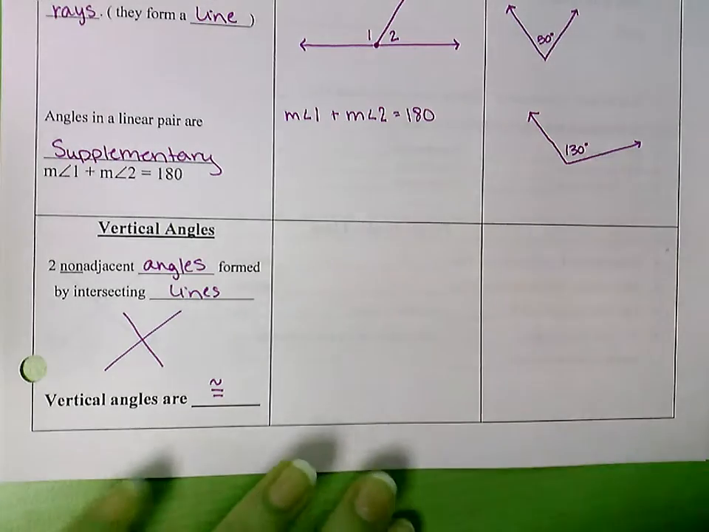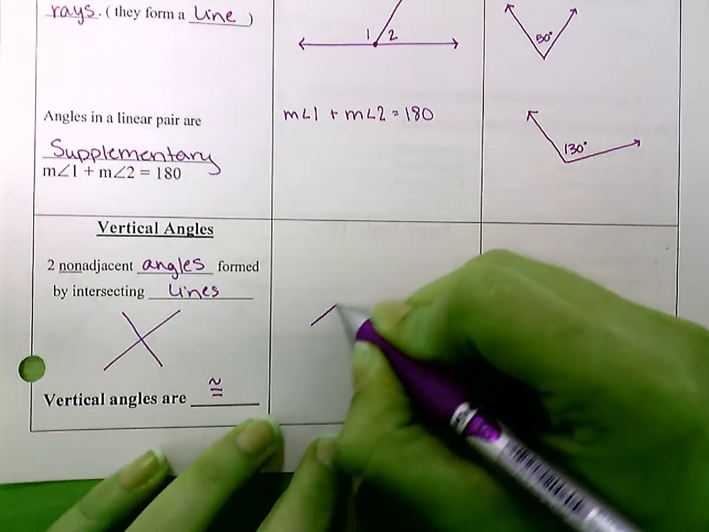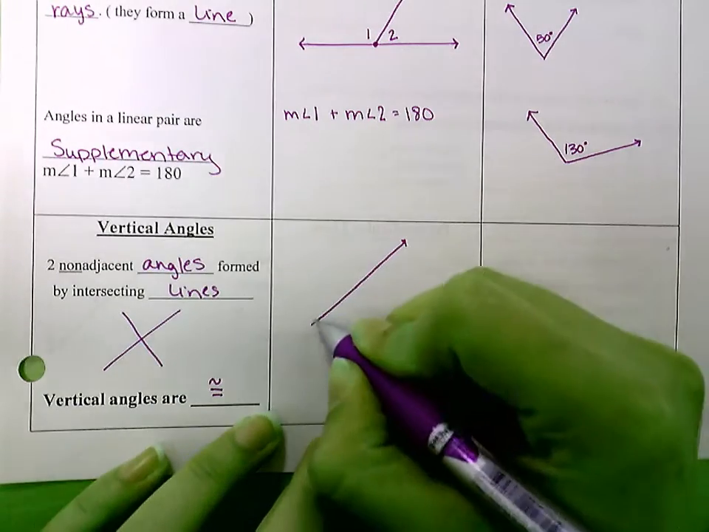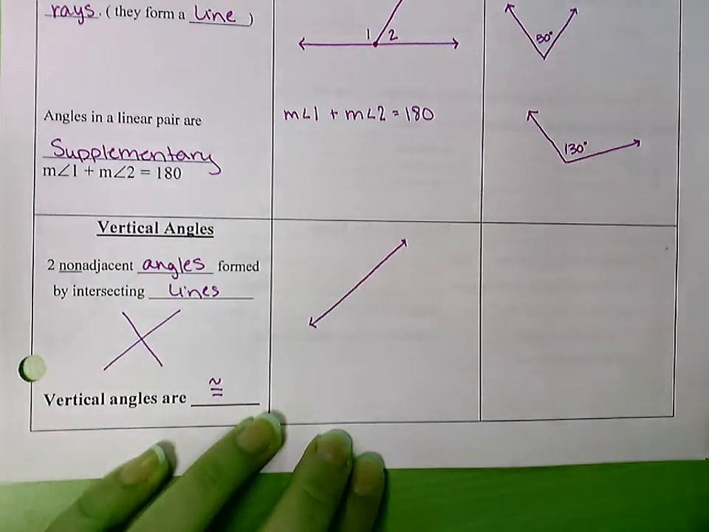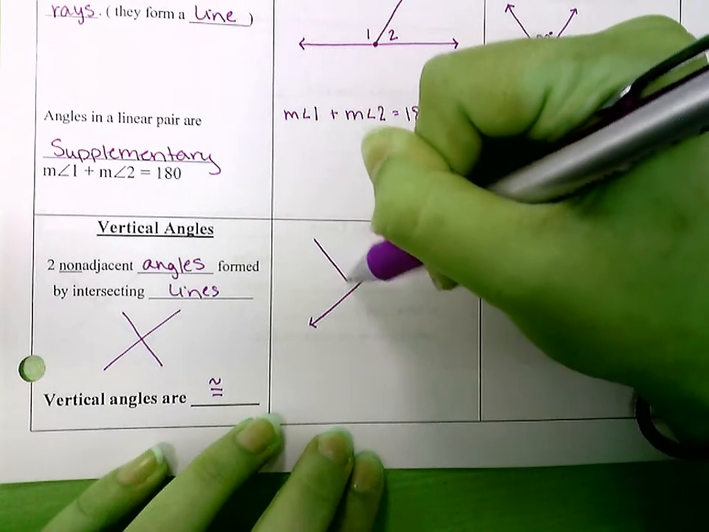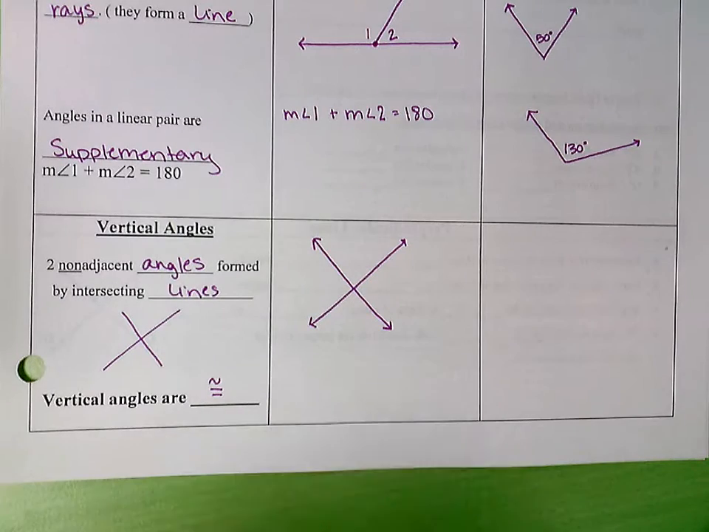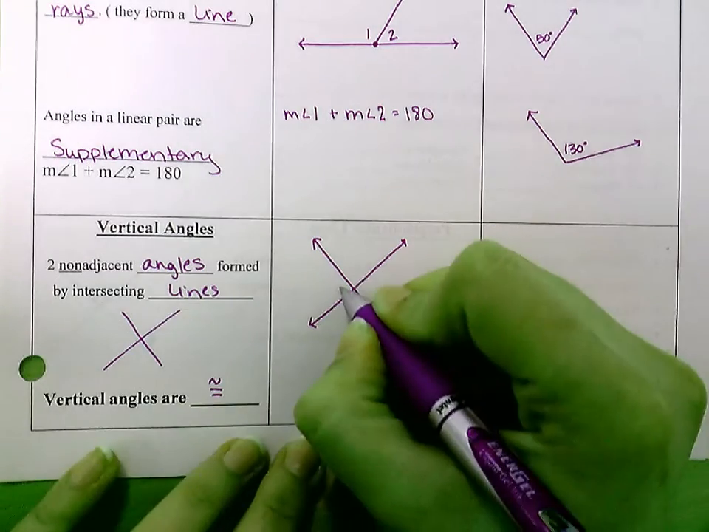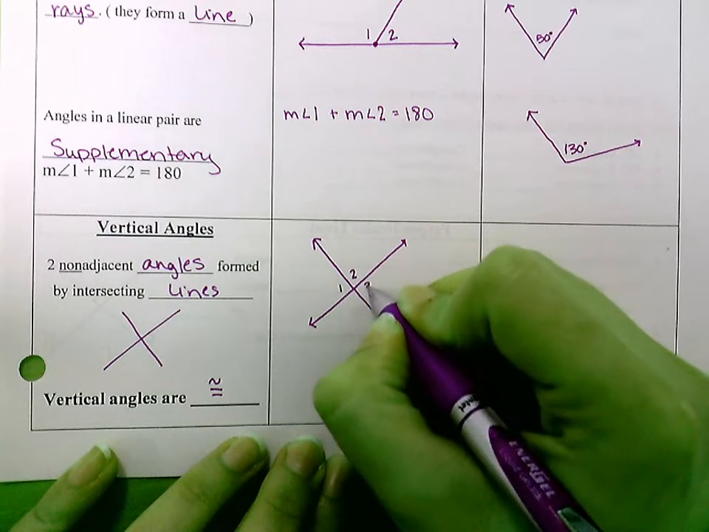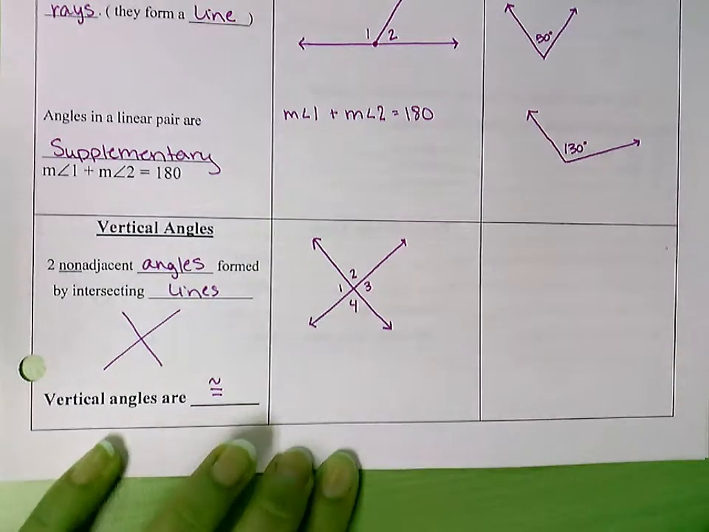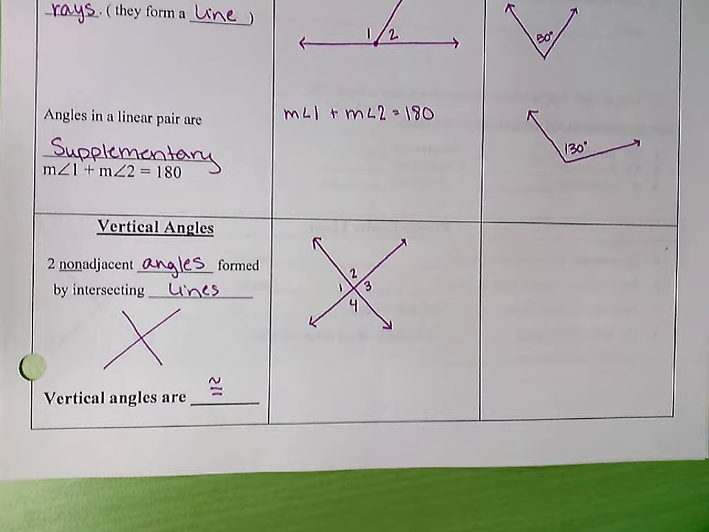So for my example, I'm going to draw in two lines. There's one, and we want them intersecting. So there's two. You can see it makes that X shape. Now I'm just going to label each of these angles. You can see it makes up 4 different angles there. We have 1, 2, 3, and 4.